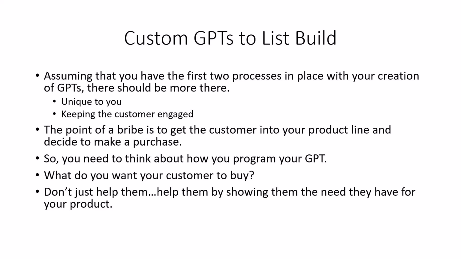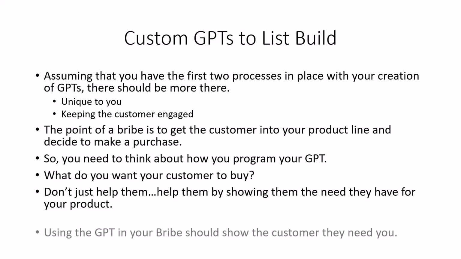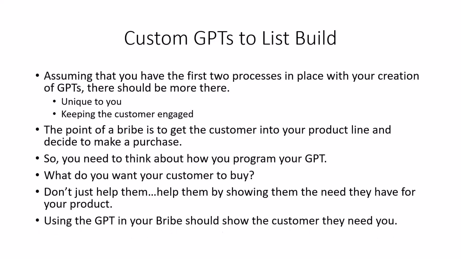You're not just here to help people, right? If all you're here to do is help people, then you will not live to fight another day, because you have all these freebie seekers on your list who are not going to buy anything, and you haven't asked them to buy anything. So basically, you will see the profit lacking, and eventually you just won't want to do the business anymore. So don't just help people. You help them by showing them what they need to have for your product. Use the GPT in your bribe to show the customer that they need you, right? That's what you're trying to do.